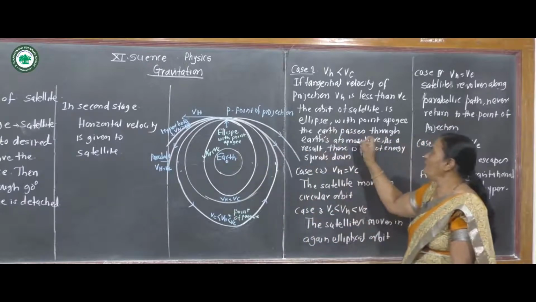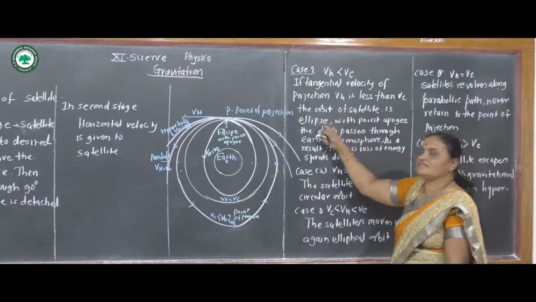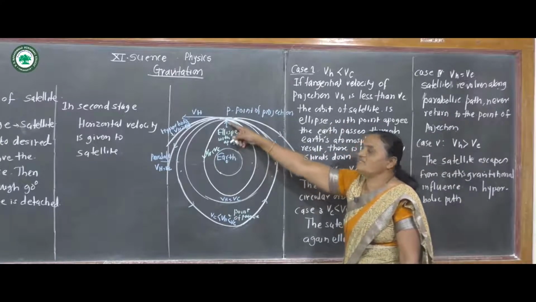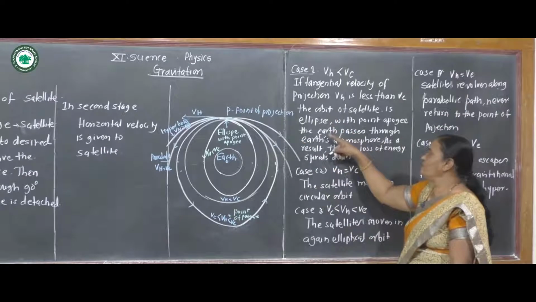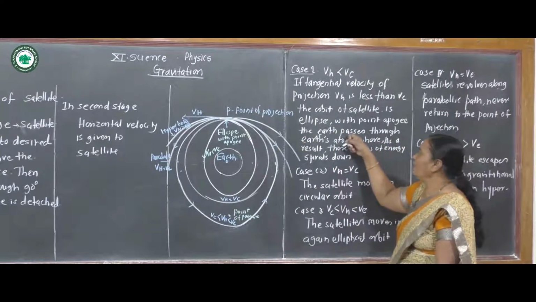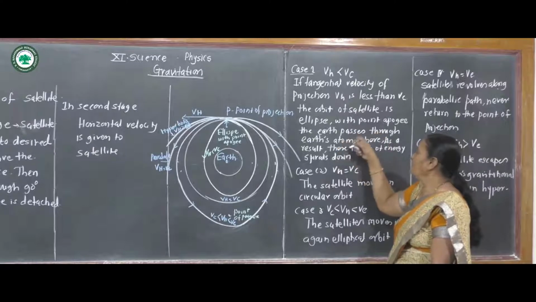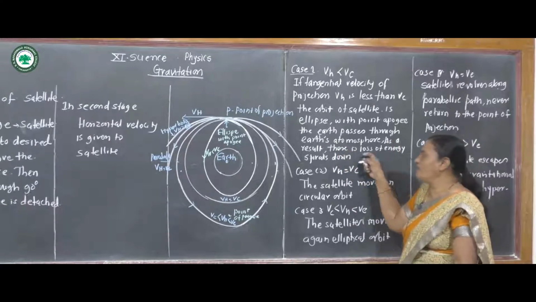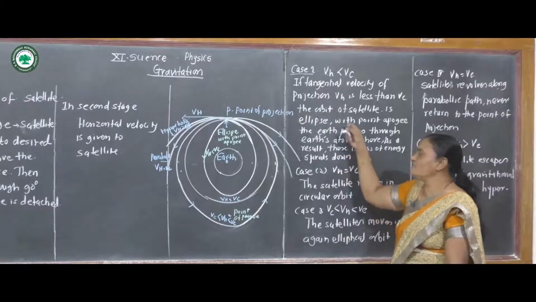In the elliptical orbit, the satellite is in an ellipse with the point of projection at apogee, that is the farthest distance from the Earth's surface, and the satellite revolves in the Earth's atmosphere. As a result, there is a loss of energy and it spirals down. This is the first case.